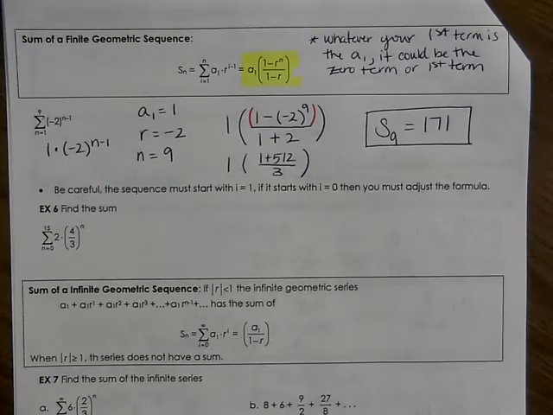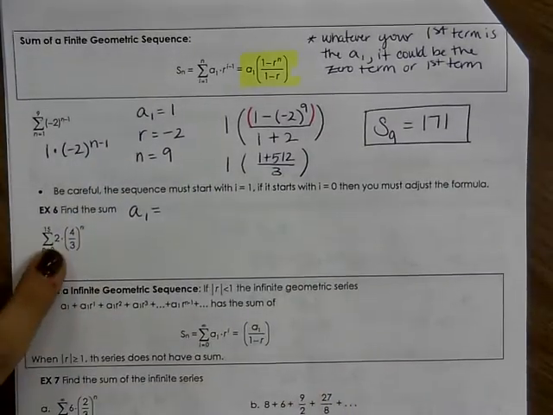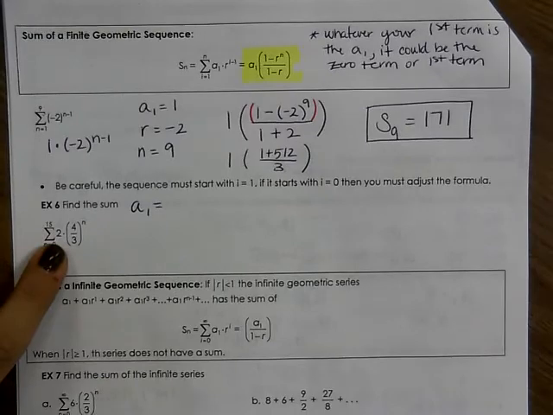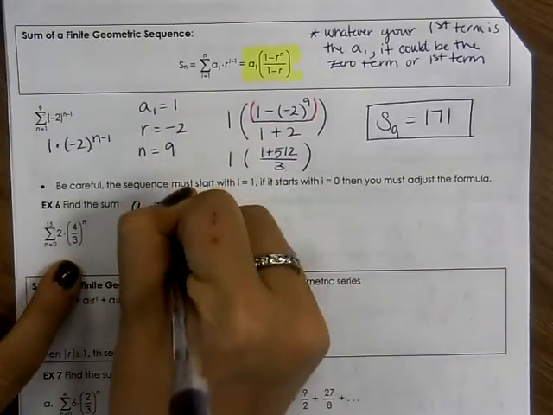Now, there is a very complicated way to do this problem, but there is a much easier way to do this problem, and that's what I think we should do, okay? So, let's think about this. A sub 1 is your first term. Can't we see the first term here? It's 2. R, we can also see, is 4/3.